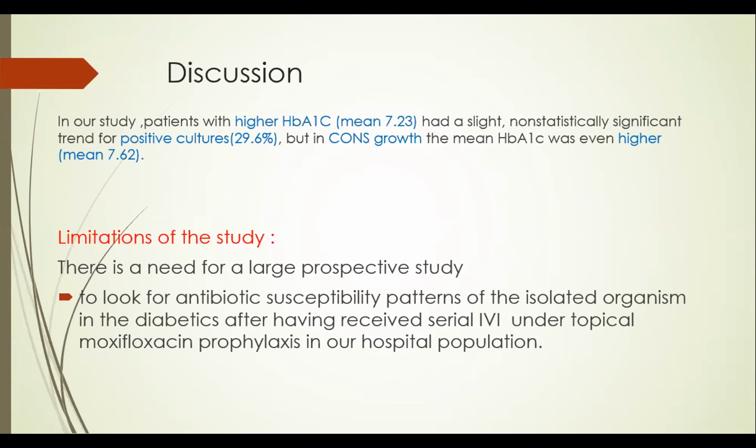Another important thing to be noted was most of them had grown coagulase negative staphylococcus, and their mean HbA1c was much higher than in the eyes of the patients that grew all the other organisms. We understand that there were certain limitations in our study because we need to cross-check this with a large prospective study, basically to look for the presence of any antibiotic resistance and the susceptibility patterns of the organisms that were isolated in our hospital population.